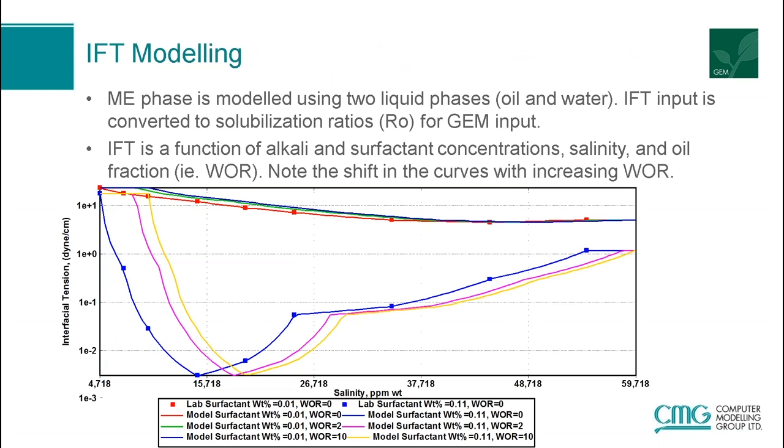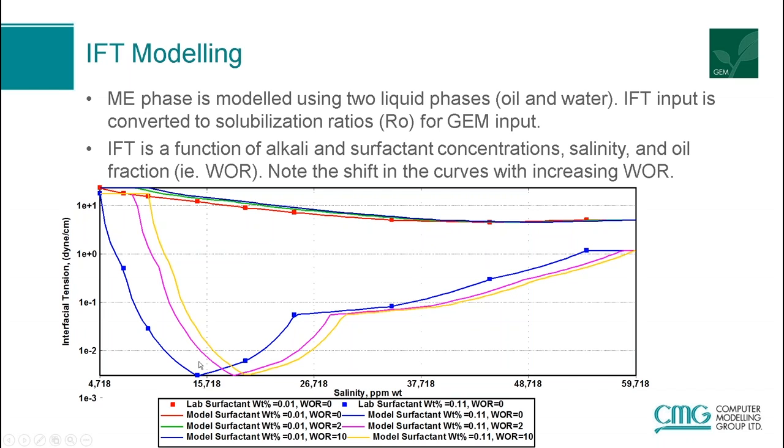Now a little bit about the IFT input and how we handle it. This diagram is showing a typical plot of IFT versus salinity, at 2 different surfactant concentrations and 3 different water-oil ratios. You can see that at the low surfactant concentration there's not too much IFT reduction. The curves are all up here. With the higher surfactant concentration, you get some quite good IFT reductions. The curves are down here at very low values.